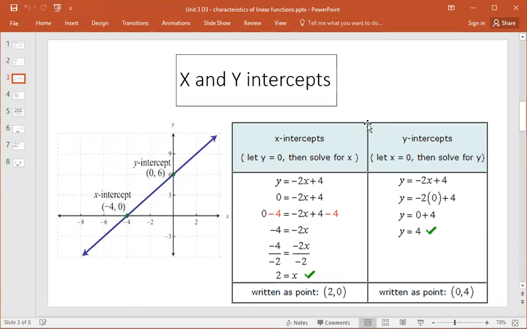Okay. We also can determine the x and y intercepts just by following the formulas. So to find the x-intercept, I let y equal 0 and solve for x, and to find the y-intercept, I let x equal 0 and solve for y. Okay, so this is just a matter of solving the equations.